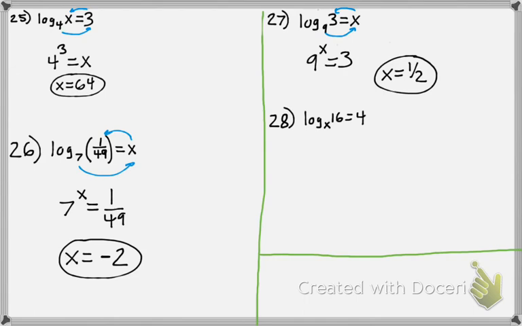For 28, if I transform it, this is going to be x raised to the 4 is equal to 16. And then it's like, what number raised to the 4th would get you 16? In this case it would be 2.